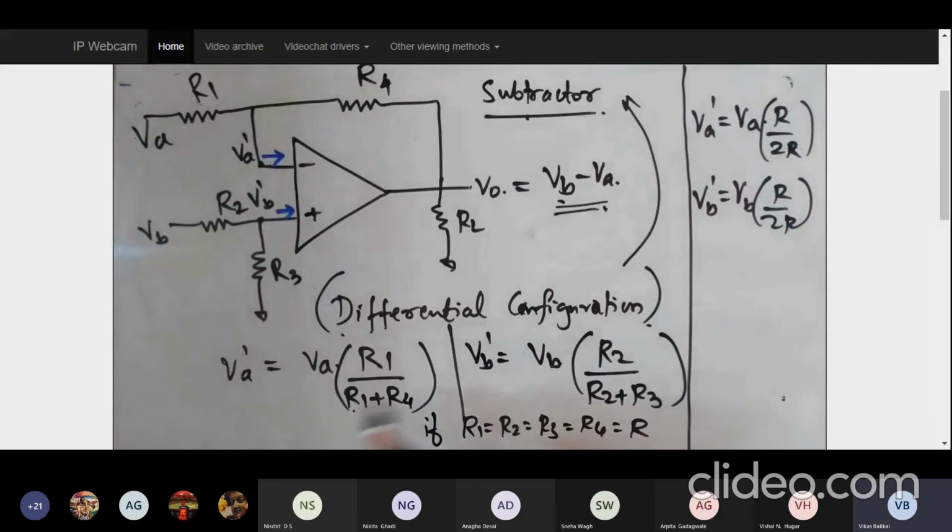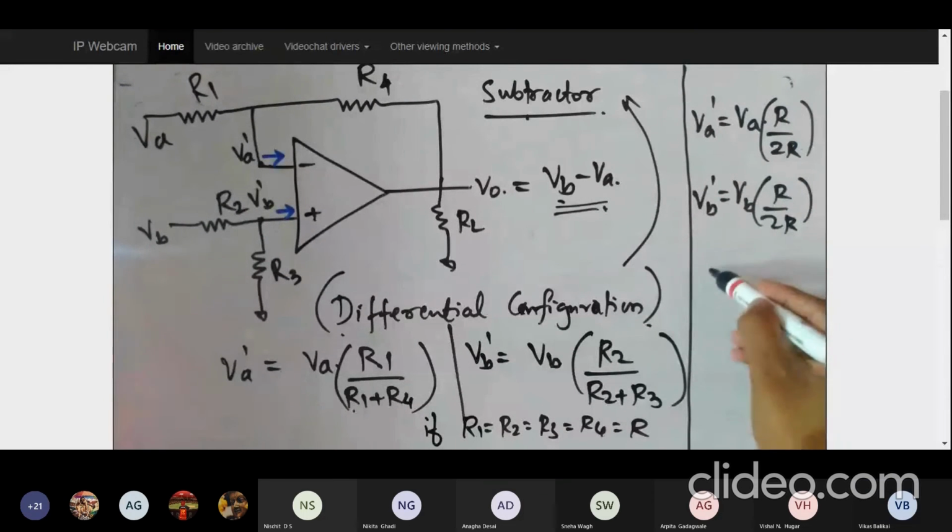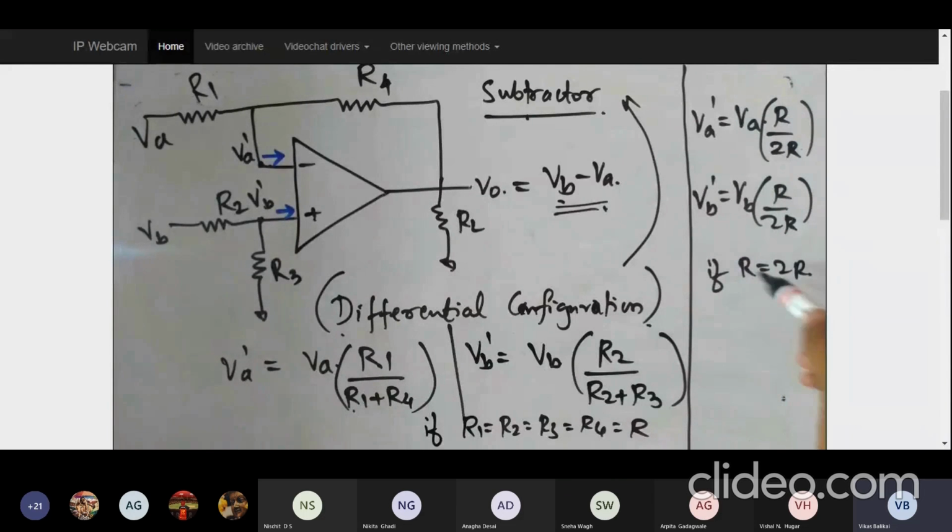R consider maadidanalli. Fine. So what is it that I'm getting? VA dash equals VA multiplied by R by 2R, VB dash equals VB divided by R by 2R. And if I make R equal to 2R, then the numerator R will give some value and the denominator will be 2 times the value of the numerator R. When I do this, what is the term getting?